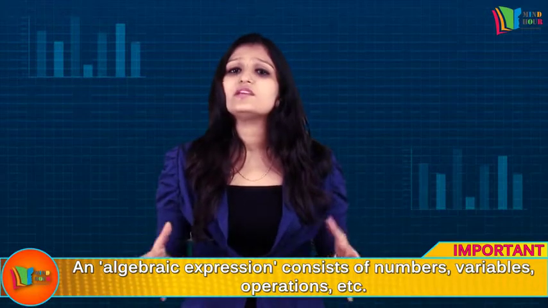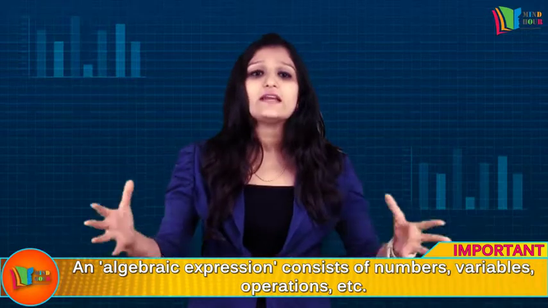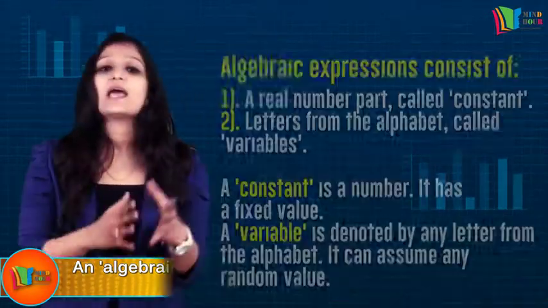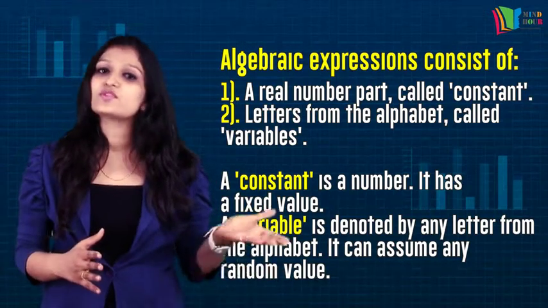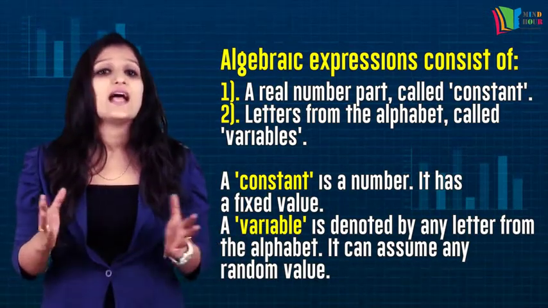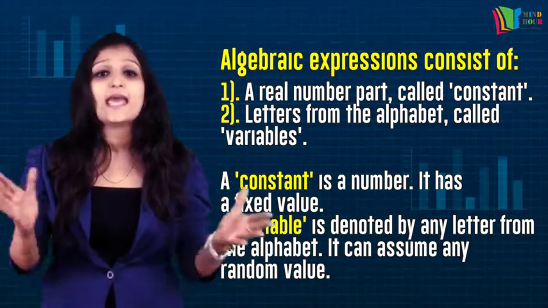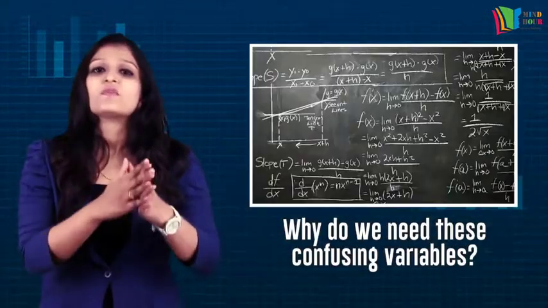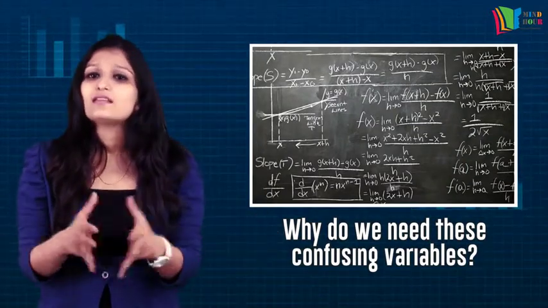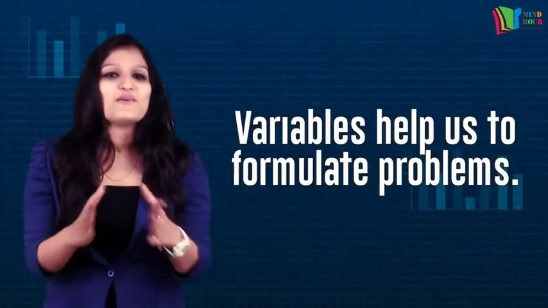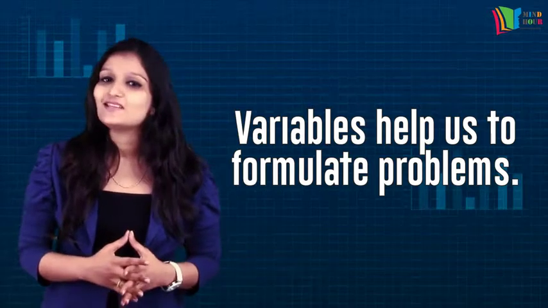When variables are used with other numbers, parentheses or operations, they create an algebraic expression. An algebraic expression consists of two things: a number part which consists of constants, and an alphabet part which consists of alphabets whose values are not known, hence they are called variables. What is the need for these variables? Can't we just keep math limited to numbers? No, variables have played a very important role in formulating things.